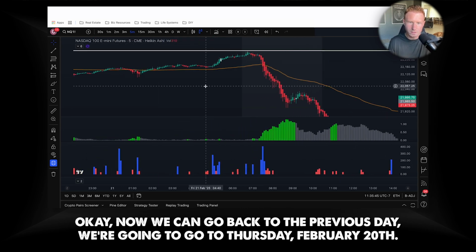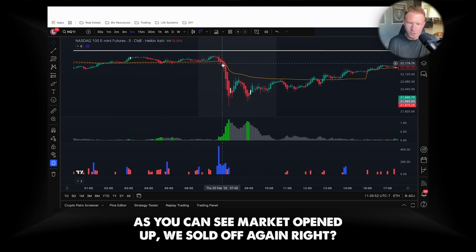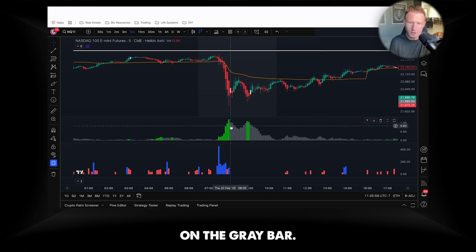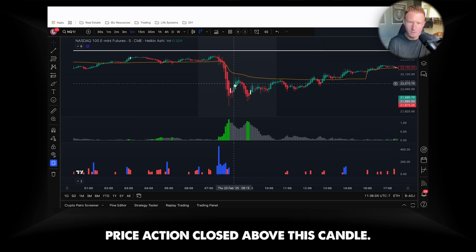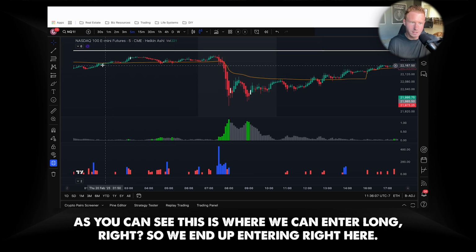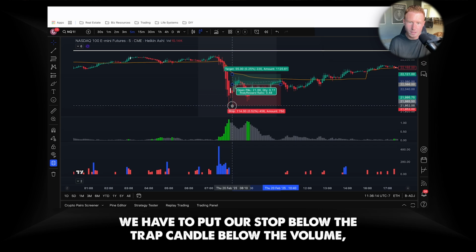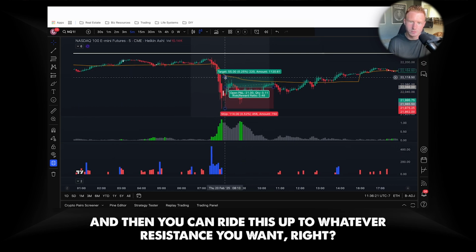Okay, now we can go back to the previous day. We're going to go to Thursday, February 20th. As you can see, the market opened up, we sold off again. Green bar stop, we got this colored candle on the gray bar. And on the lows, we did get a volume spike, so that checked out. Price action closed above this candle. As you can see, this is where we can enter long. So we'd end up entering right here. We have to put our stop below the trap candle, below the volume, and then you can ride this up to whatever resistance you want.